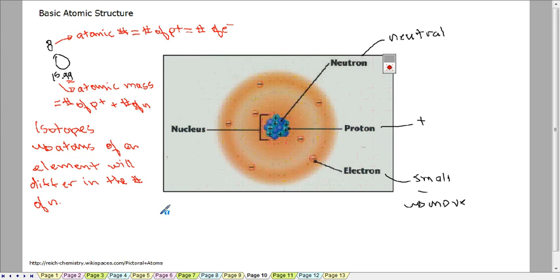Some of you have heard of carbon. We typically view carbon as having 12 particles in the nucleus, 6 protons and 6 neutrons, but we do have what we call carbon-14. Again, it only has 6 protons in the nucleus, but carbon-14 has 8 neutrons. What's interesting about carbon-14 is that it's radioactive.